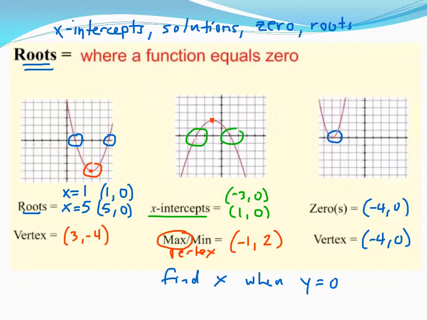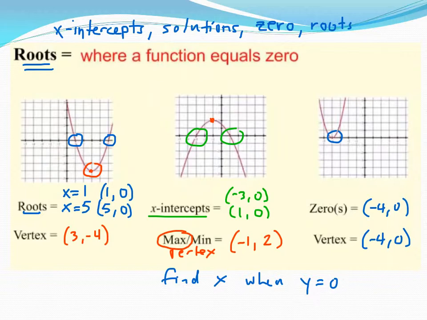Now, why do I have 1 where these have 2? Here's the difference, and here's why. Notice my vertex is the same exact point. So when my vertex is my zero, how many solutions are there? One solution. In this case, I have (-4, 0). So where my vertex is my zero, that means I have one solution.